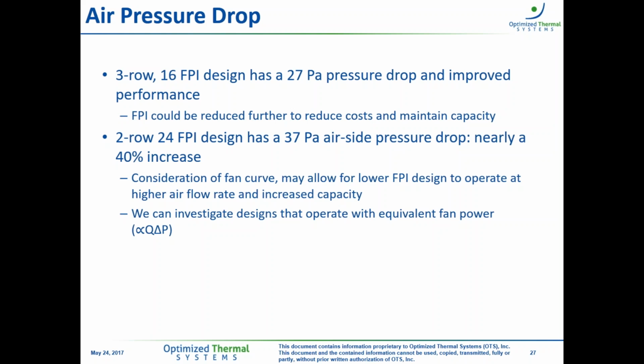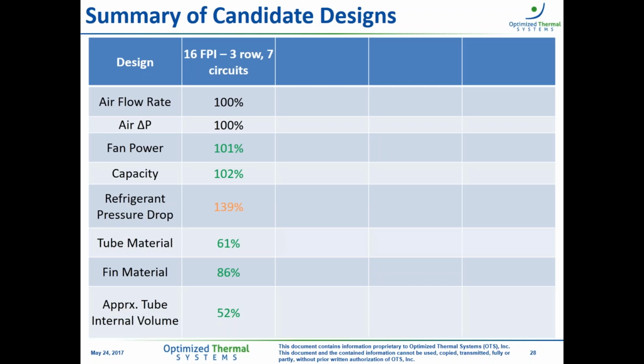And that's because of this very high fin density that we're using. So one thing we might want to consider is what happens if we're able to reduce the fin density of the two-row design and increase the airflow rate to match the performance of the baseline. So I'm going to show a couple of these results in tabular form. I think it makes it a little more clear.